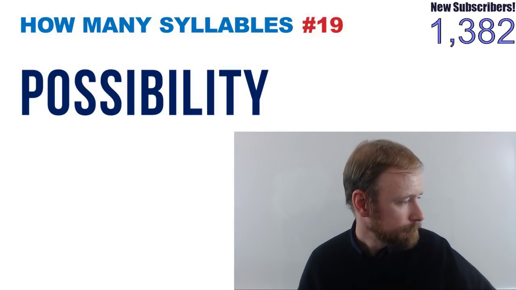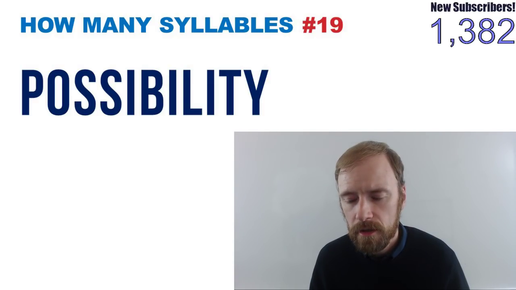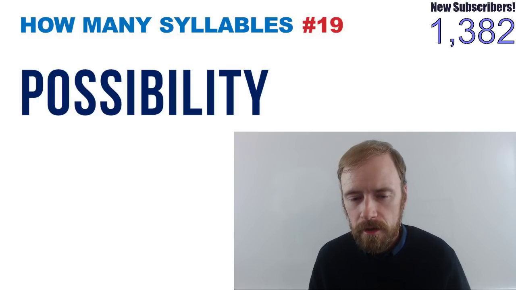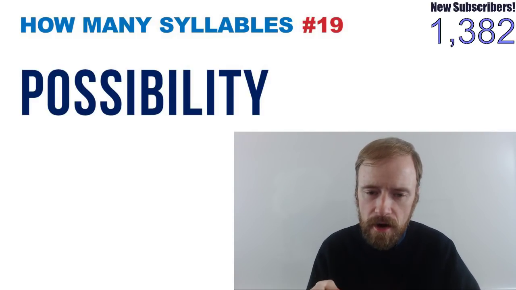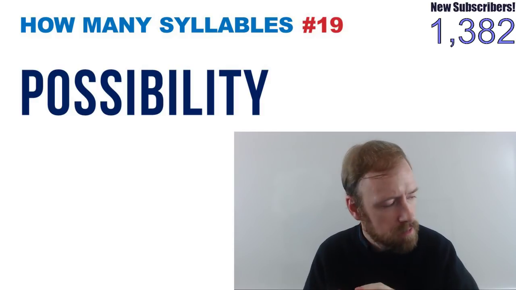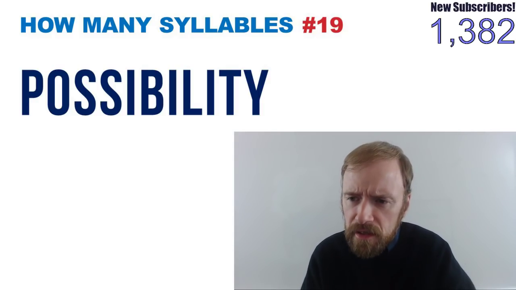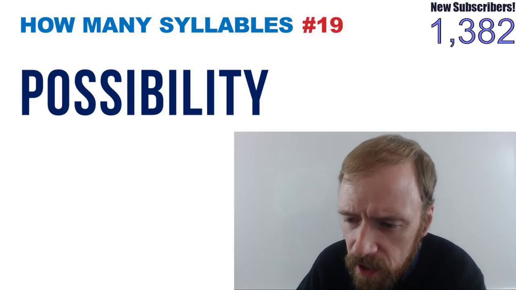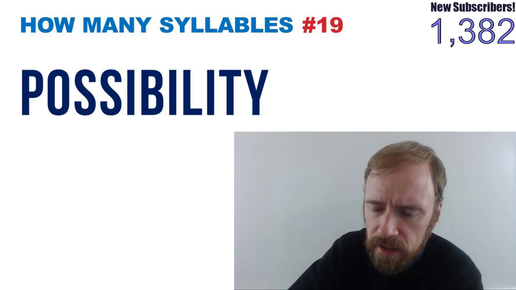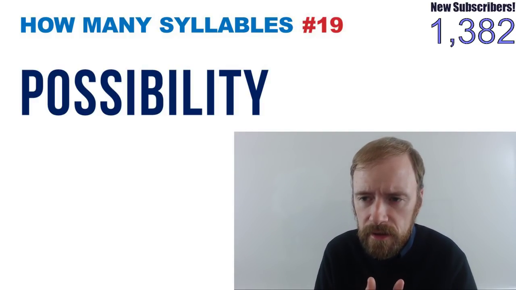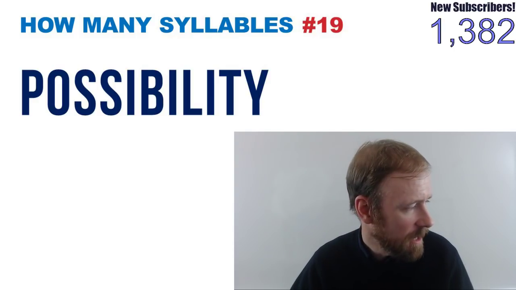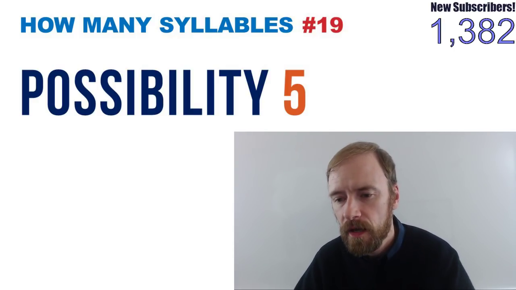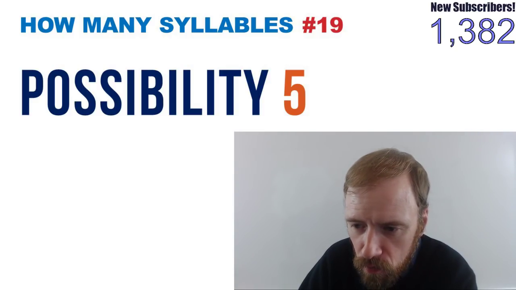Possibility. Is that right? Possibility. There should be 5. I count 5. Possibility. 5. All right, now count together.